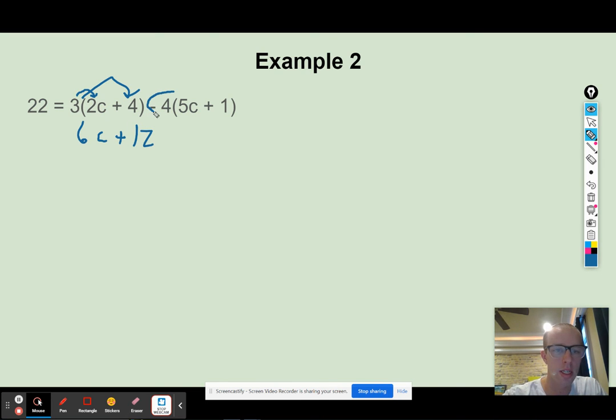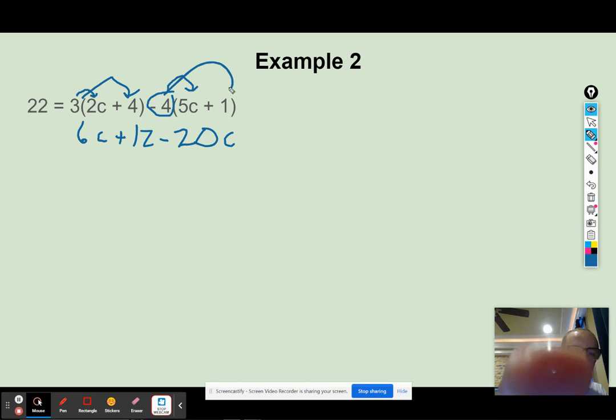Now I have to distribute this negative 4. Do not forget the negative sign. That is not just a regular 4. That is a negative 4. Minus 4, negative 4, same thing. Negative 4 times 5c is negative 20c. Negative 4 times positive 1 is negative 4. All right, so we simplified a little bit.